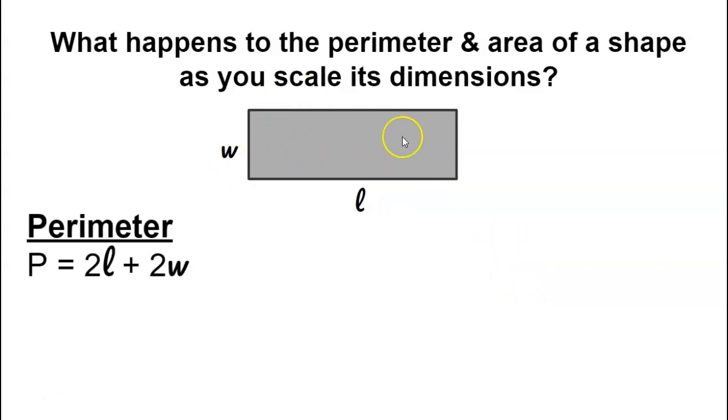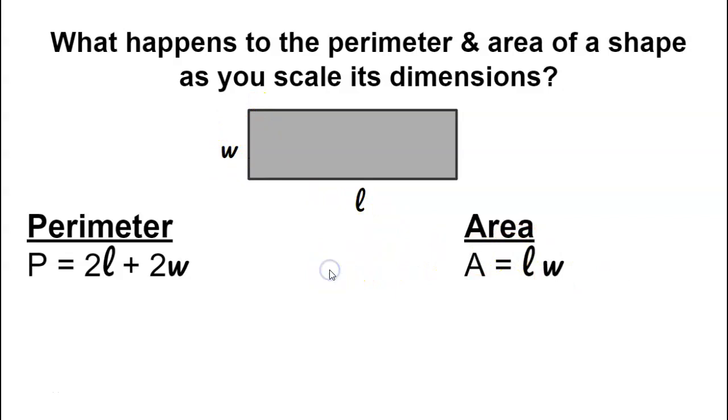So if I have a rectangle, it's got the length of L and a width of W. If I wanted to find its perimeter, I would have to have 2 L's and 2 W's, because I've got 2 widths and 2 lengths. So I get 2L plus 2W. If I wanted to find its area, I would just do length times width.